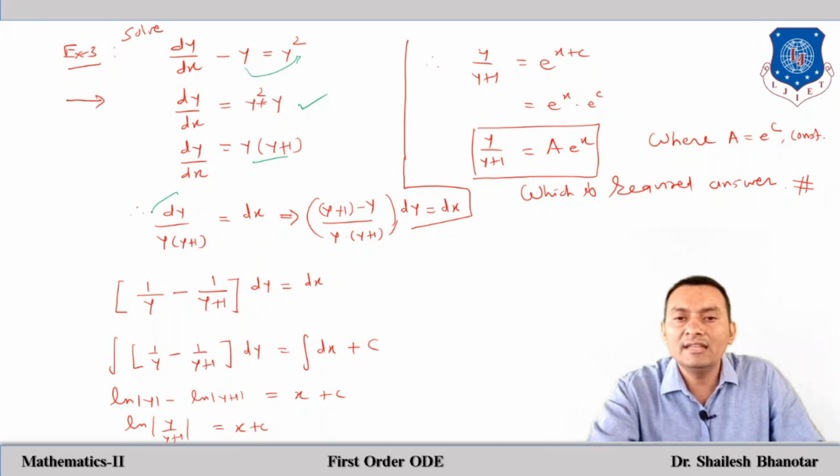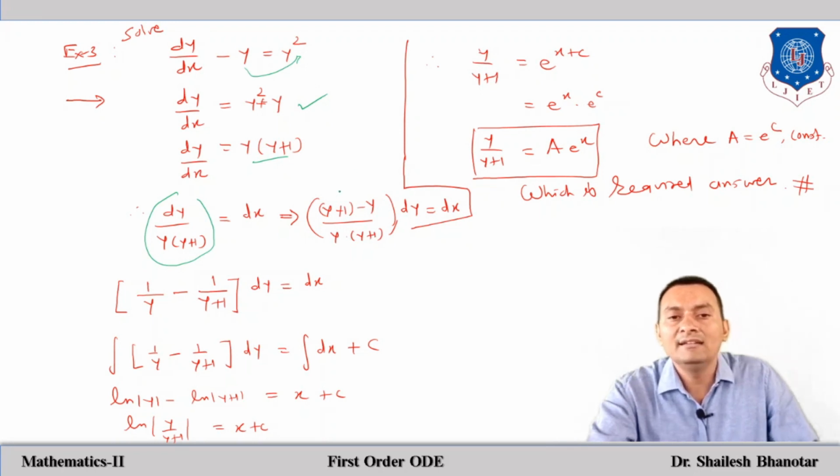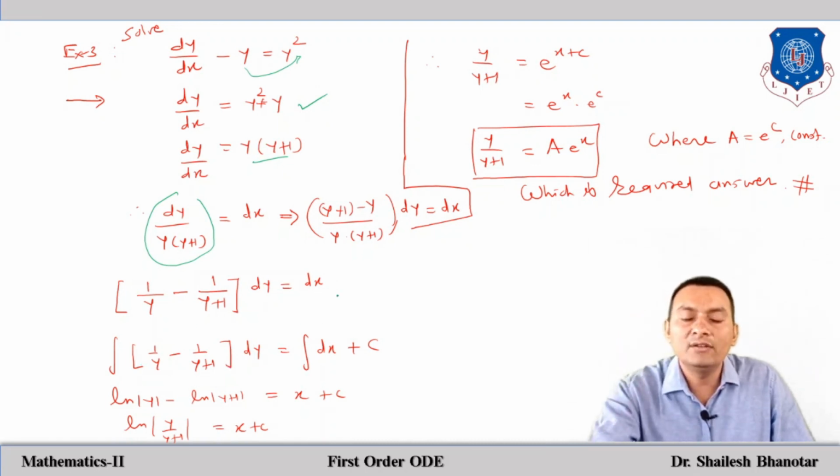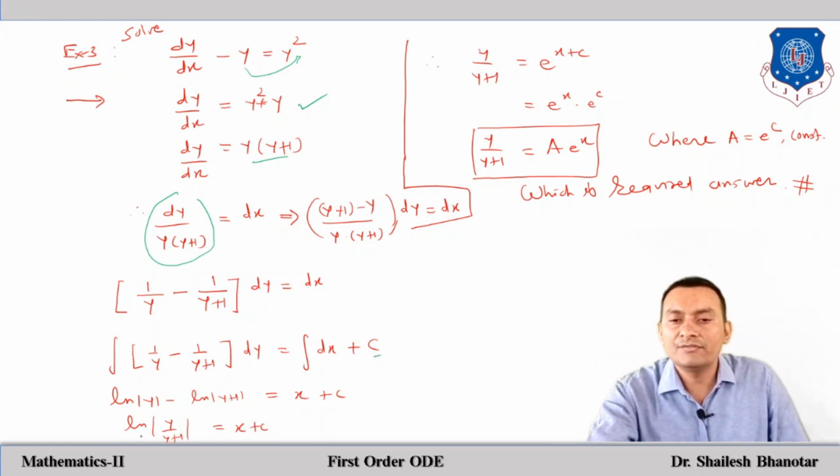On the left hand side, we can simplify as the numerator y plus 1 minus y divided by y times y plus 1, and now we do the difference and separate the division. So it will be 1 divided by y minus 1 divided by y plus 1, dy is equal to dx. Now you can integrate with respect to y on the left hand side, and with respect to x on the right hand side, and the integrating constant c is there. So finally you will get ln y minus ln y plus 1 is equal to x plus c.